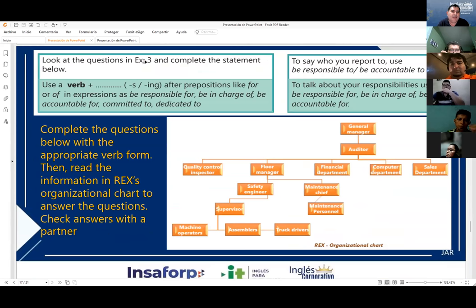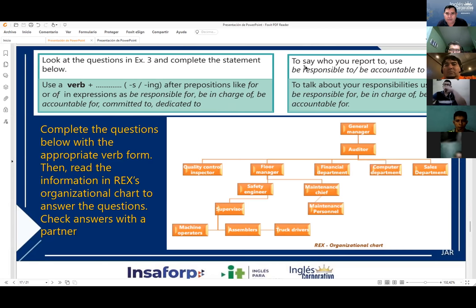Look at the questions in exercise 3 and complete the statements below. Use a verb with an ing after prepositions like for or of in expressions: be responsible for, be in charge of, be accountable for, be committed to, be dedicated to. Dedicado a, comprometido con, responsable por, a cargo de, responsable por también. Pero hay diferencia en inglés.